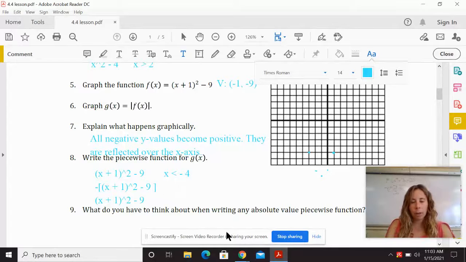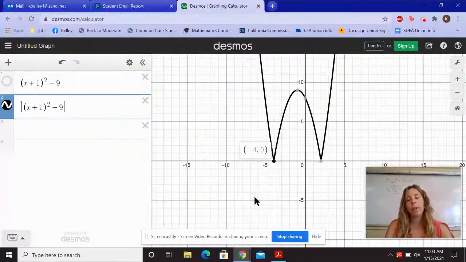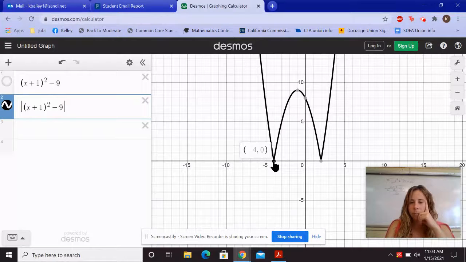The second part goes between -4 and what else? Let's see. Look at our graph. So the second section, so this part, is between -4 and what's the other point? So where does it change again? It changed to -4. And it changed to 2. So the middle section goes from -4 to 2.